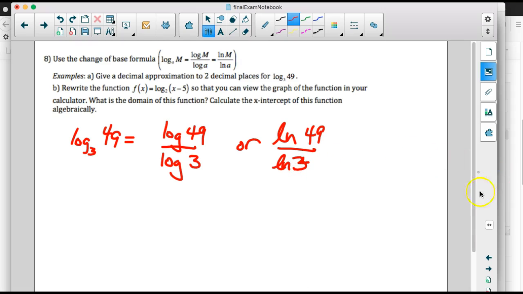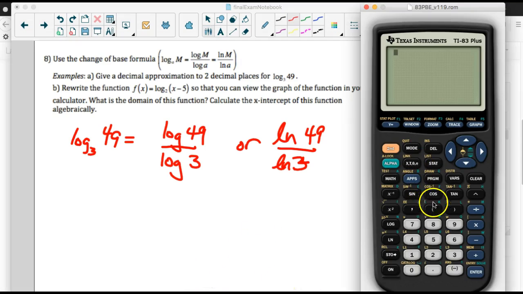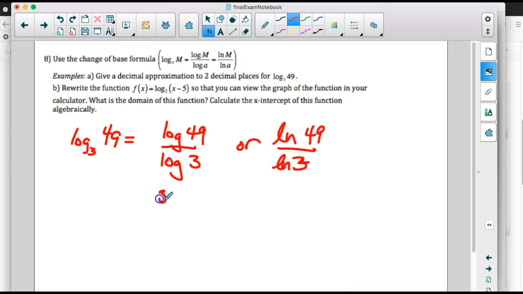Both should give you the same answer, and let's evaluate that on our calculator just to make sure. So we have log 49 divided by log 3. That's going to be 3.54 approximately. So this one's approximately 3.54 to 2 decimal places.